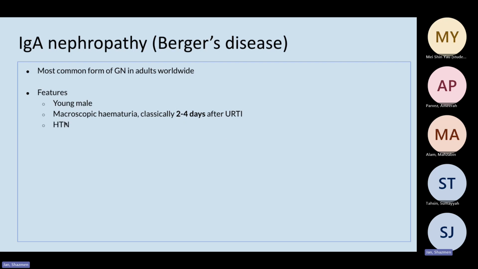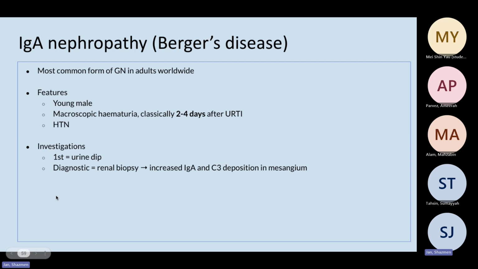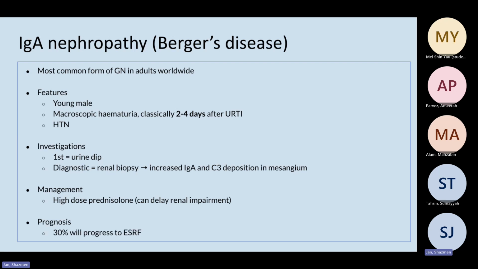These patients would also have hypertension. In terms of investigations, first line is a urine dip, and then to diagnose, you do a renal biopsy in which there'd be an increased amount of IgA and C3 deposition in the mesangium. To manage this disease, we're going to give them high-dose prednisolone, as this is going to delay them developing any renal impairment.